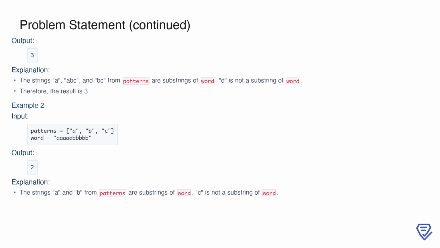In the first example, we are given patterns as ABC, BC, D, and word is ABC. The output here is 3. This is because ABC and BC are all substrings of ABC, but D is not. In the second example, patterns is B, C, and word is AAB. The output in this case is 2. This is because A and B both appear as substrings in AAB, but C does not appear. So, the result is 2.